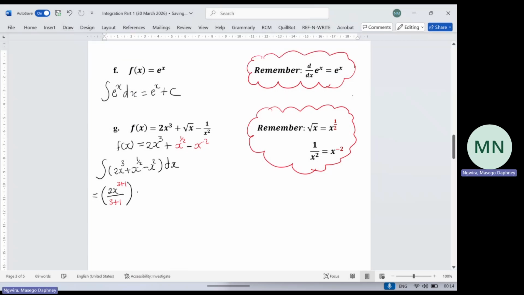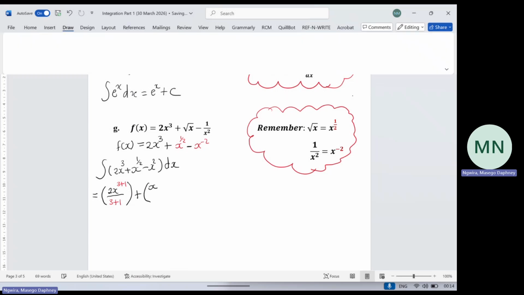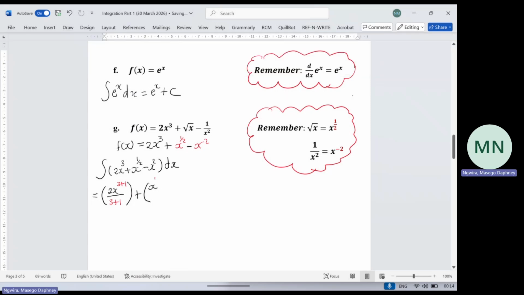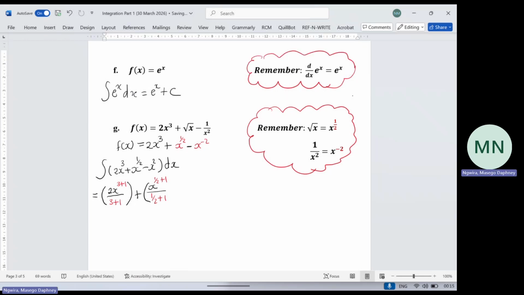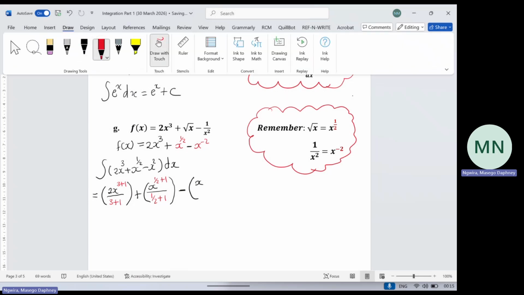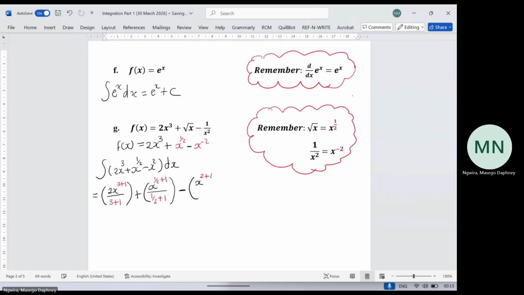Okay, then I close the bracket, then I say plus. I'm going to move to x to the power of 1 over 2. So it's going to be x to the power of 1 over 2 plus 1, over 1 over 2 plus 1. And then this is minus, then we move on to x squared. So it's going to be x to the power of 2 plus 1, always, and then over 2 plus 1.